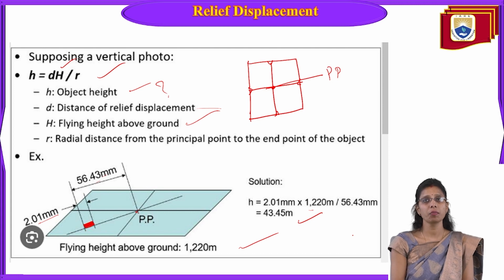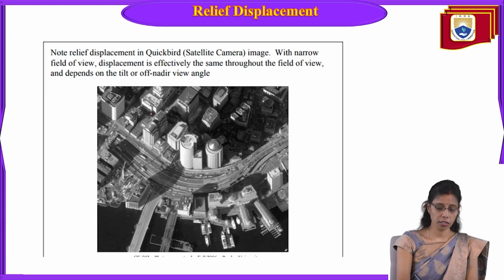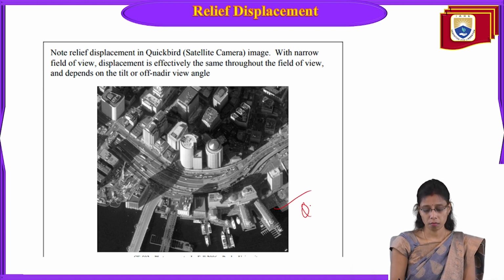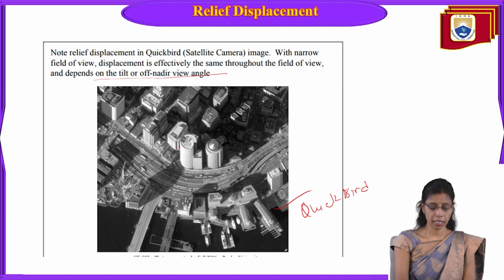There are other methods using two photographs or three photographs that we will discuss in another lecture. Now you can see one more picture here. Note the relief displacement in a QuickBird image. QuickBird is a satellite camera with a narrow field of view, so displacement is effectively the same throughout the field of view and depends on the tilt of the view angle. Here you can see a very clear picture.